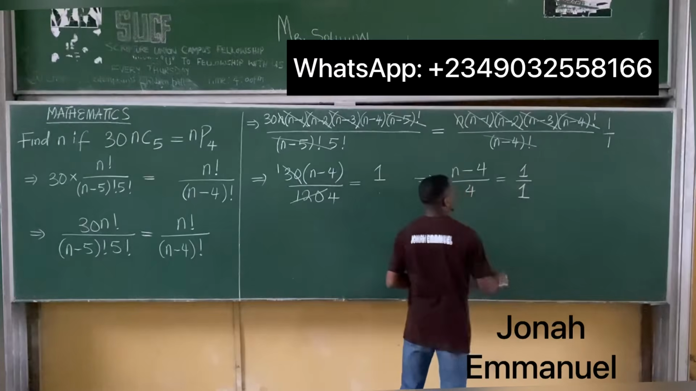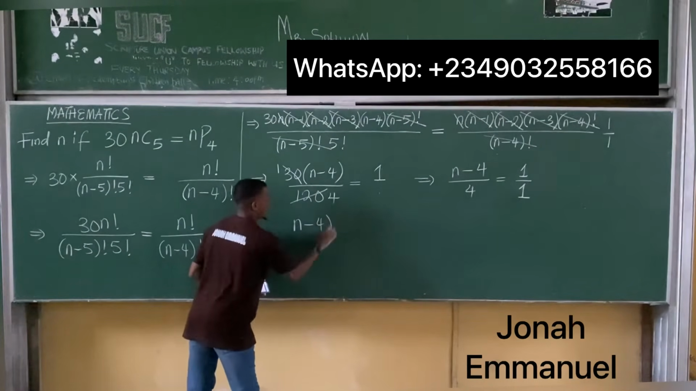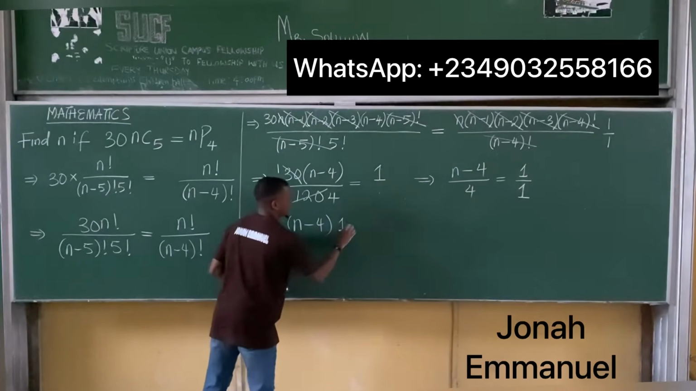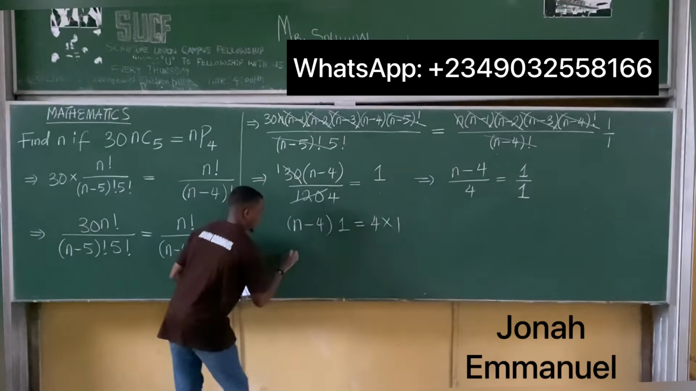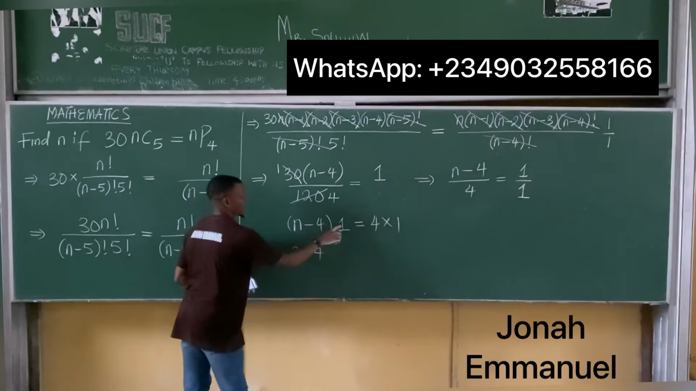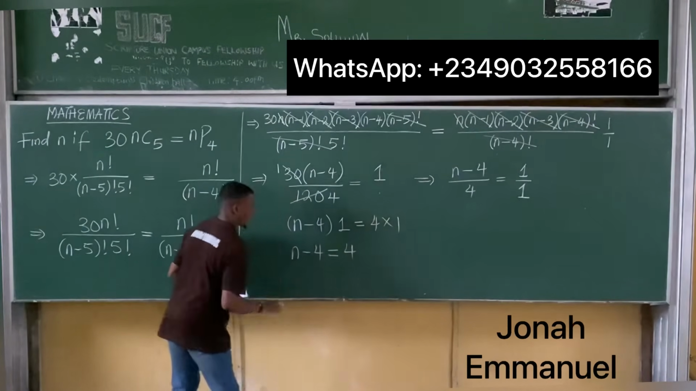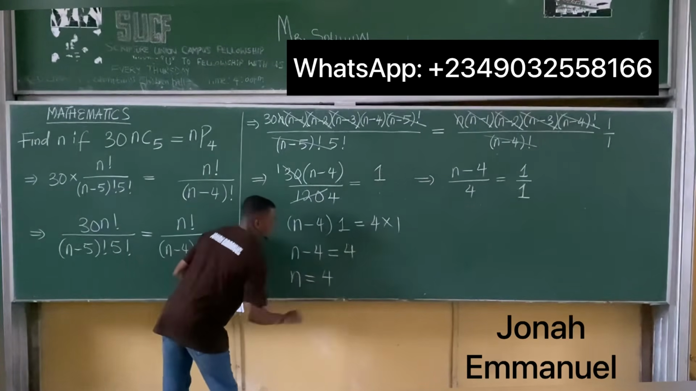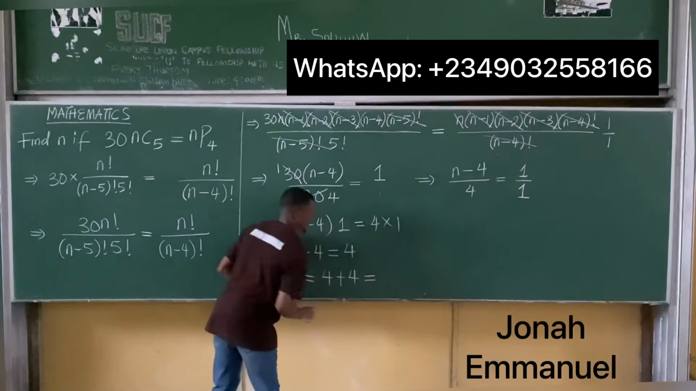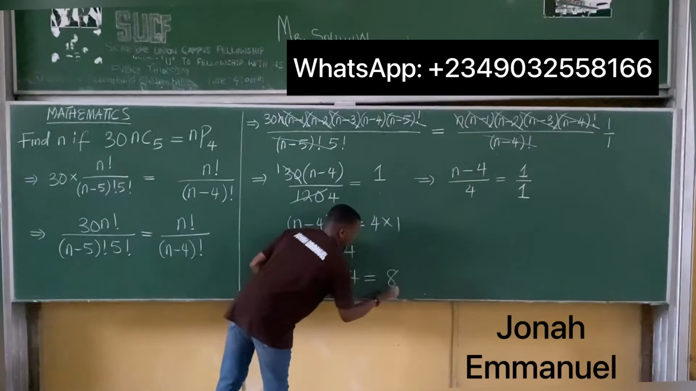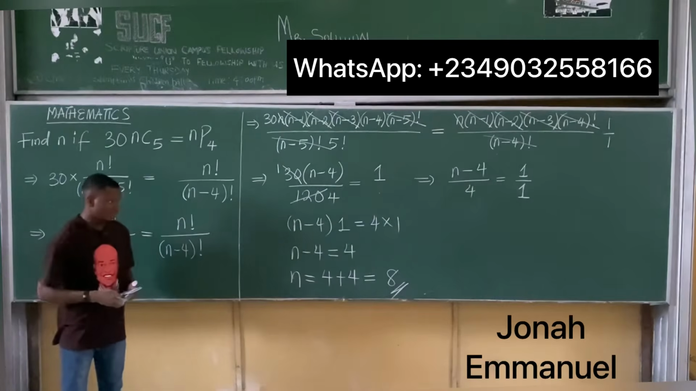So cross multiply this times this. I have n minus 4 times 1 is equal to 4 times 1. So n minus 4 times 1 is n minus 4, is equal to 4 times 1 is 4. So n is equal to 4, minus 4 comes and becomes plus 4. So n is equal to 4 plus 4. That's 8. So the value for n is 8. So this is how we solve this question.